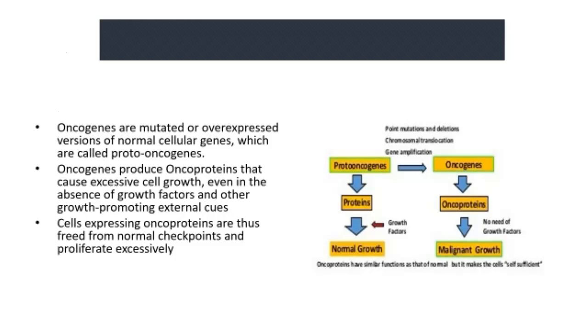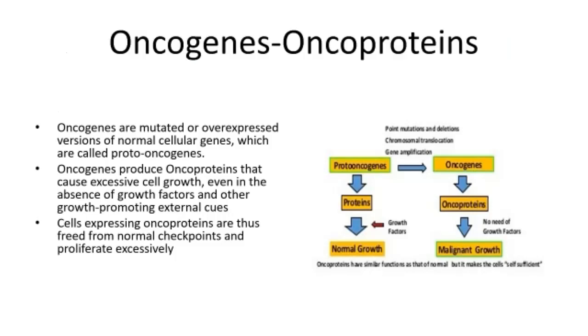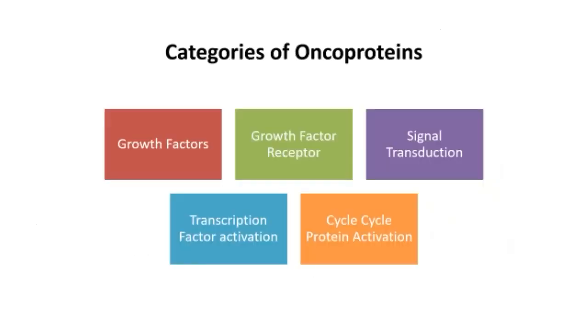Oncogenes produce oncoproteins. These oncoproteins cause excessive cellular growth by manipulating the growth pathways or bypassing the growth inhibitory pathways. So we will now discuss the different categories of oncoproteins. The first category is growth factors. The second is growth factor receptors. The third is signal transduction molecules. The fourth is transcription factor activation. And the fifth is cell cycle protein activation.